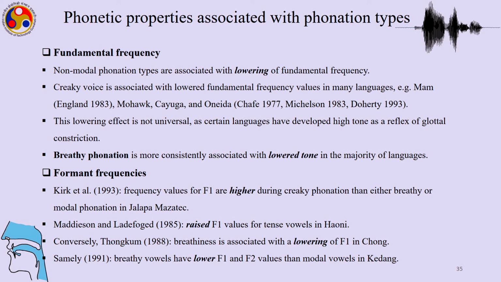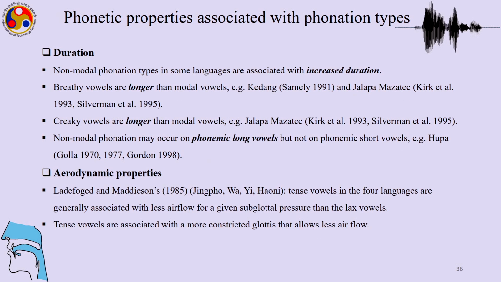And when we talk about formants, the frequency values for F1 are higher during creaky phonation than either breathy or modal. Maddieson and Ladefoged in 1985 found raised F1 values for tense vowels in Hani, and conversely Thongkum in 1988 found breathiness associated with lowering of F1, and breathy vowels have lower F1 and F2 values than modal voicing in Kedang.